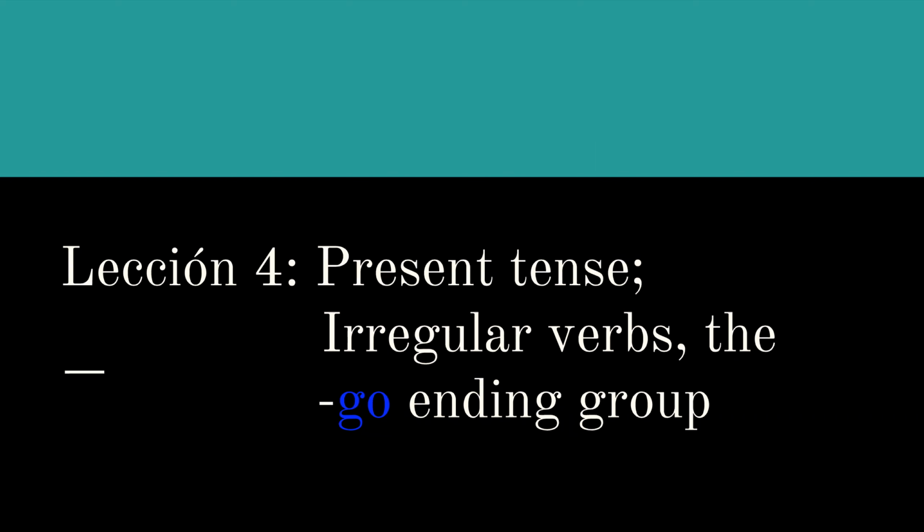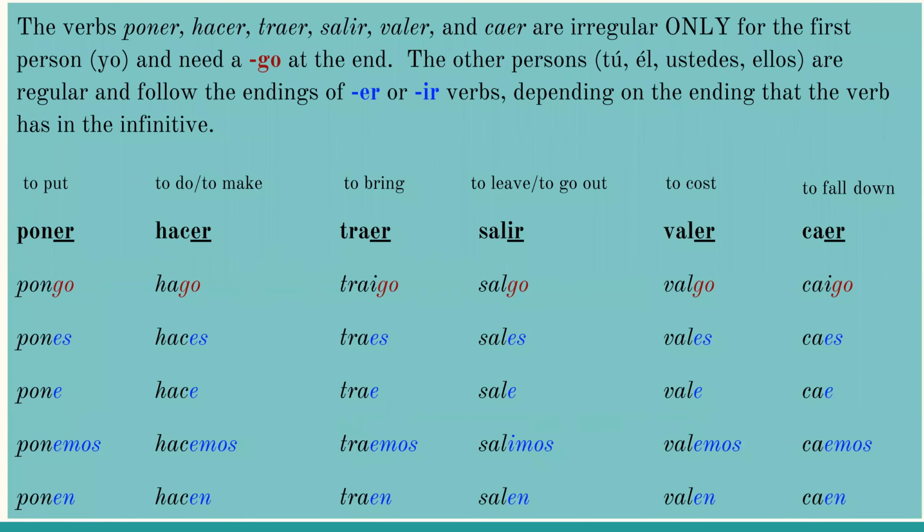Today we are going to work on Lección 4, Lesson 4. We are still on the present tense. We're going to start with irregular verbs, and this is the group that needs a GO. These are the verbs that belong in this group. We have the verb poner, hacer, traer, salir, valer, and caer.